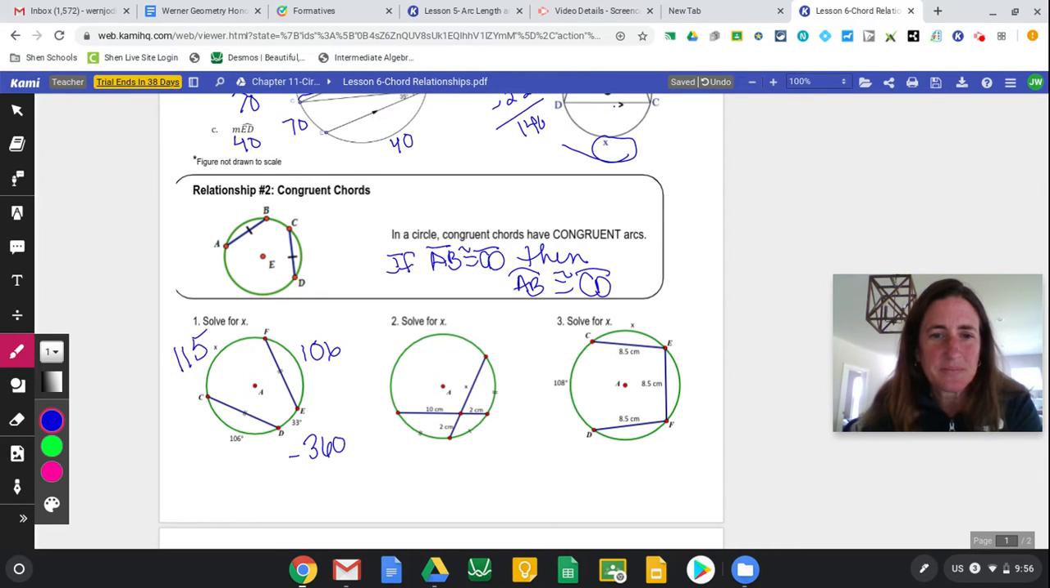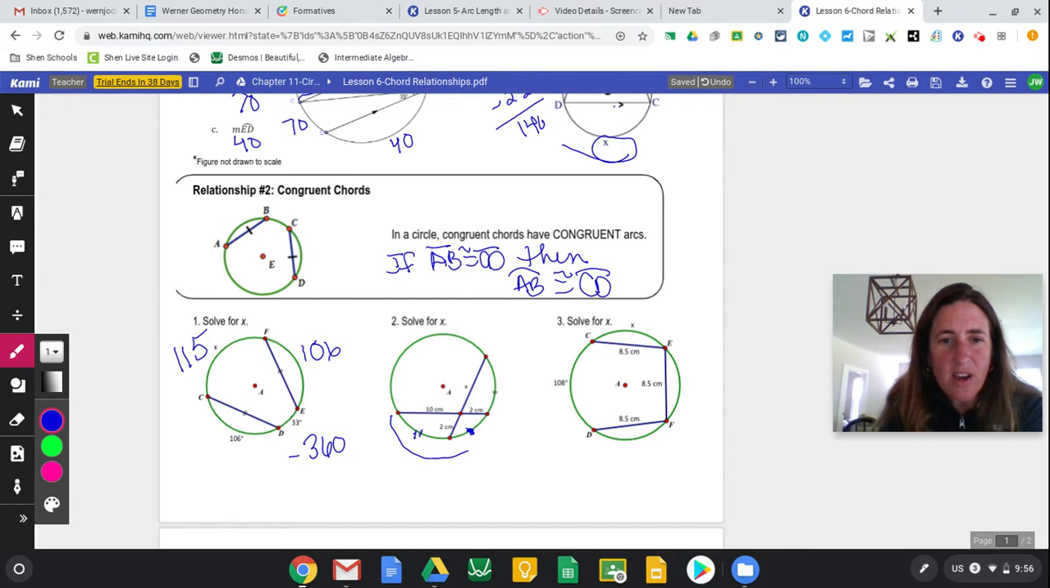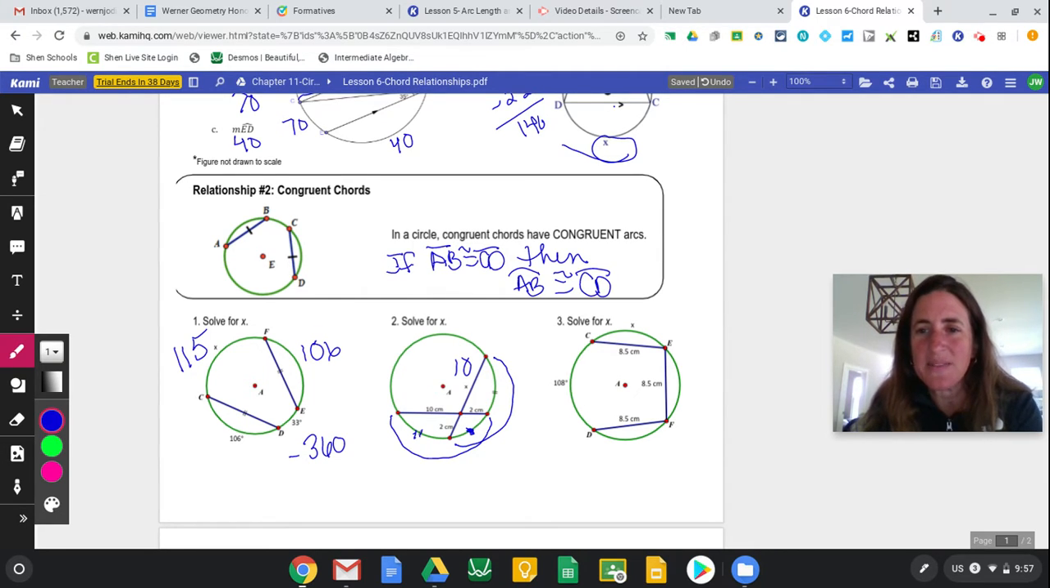Super easy. Okay, it says solve for x. So see how this and this are marked. Well, that means this arc here is congruent to this arc here. And since those arcs are congruent, that means those chords that intercept them have to be congruent. So if these pieces are 2 and this one is 10, then this piece also has to be 10 because they intercept those congruent arcs.